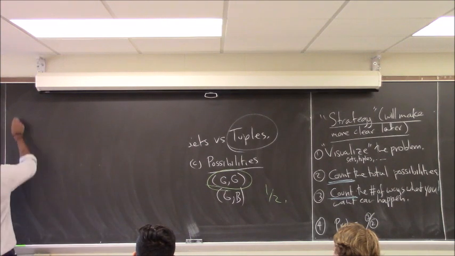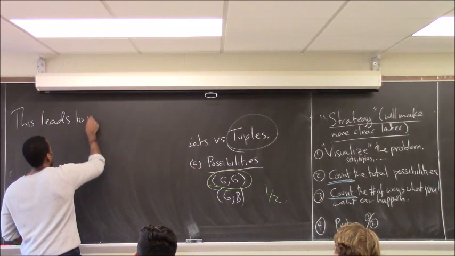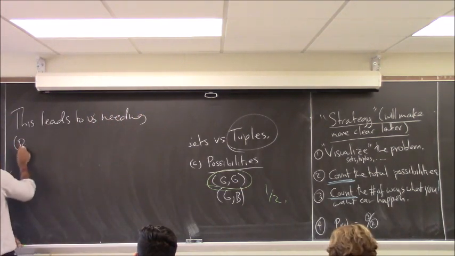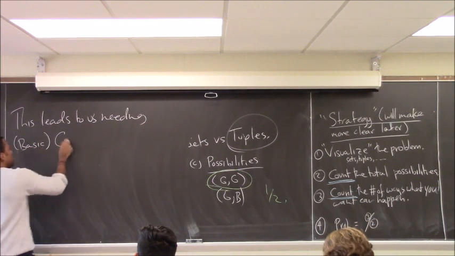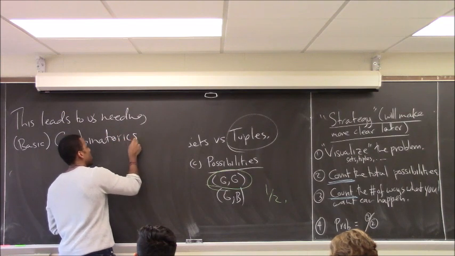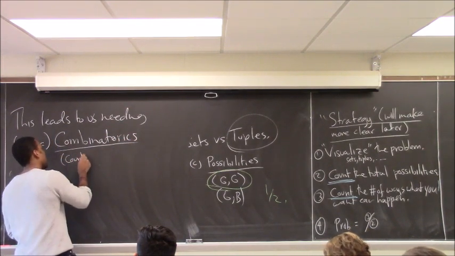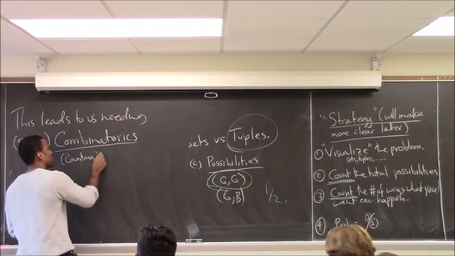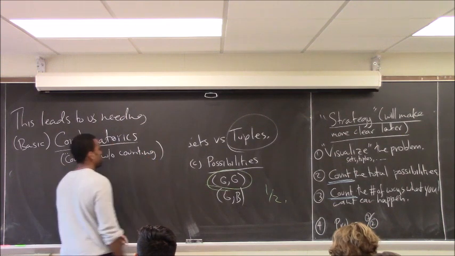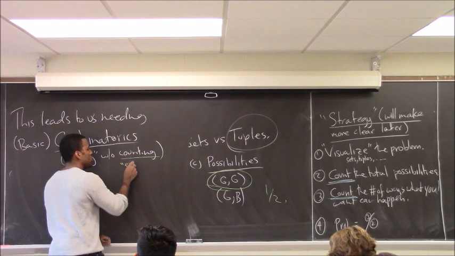And this leads to us needing something called, well, we're not going to go very deep into it, but basic combinatorics. Combinatorics is a fancy word for counting. Counting without counting. When most people think counting, they actually think of something that's technically referred to as enumerating.